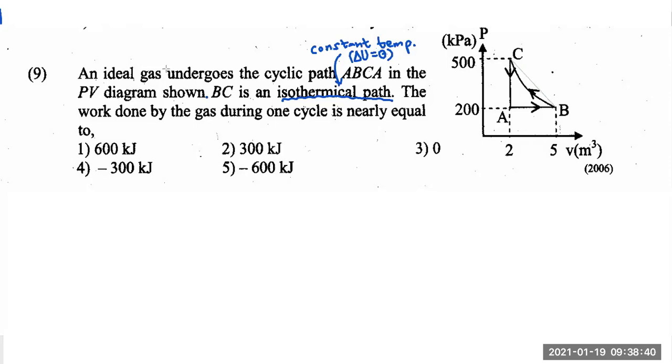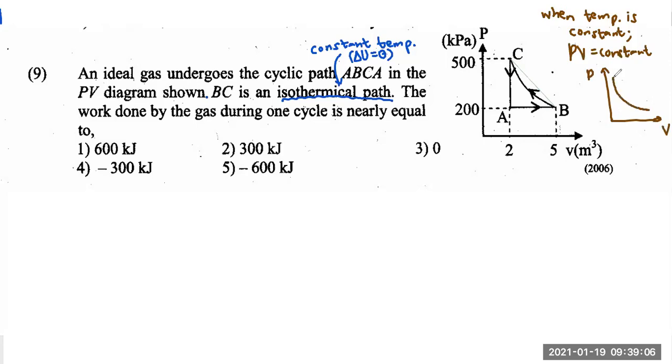If you want me to elaborate that further, I can say this. When temperature is constant, we can use Boyle's law, correct? When temperature is constant, PV is equal to constant, Boyle's law. So for Boyle's law, when you plot the graph for P and V, we have learned in previous lessons, the graph should have a shape like this. That's why from B to C, the shape is not a straight line, it's a curve.